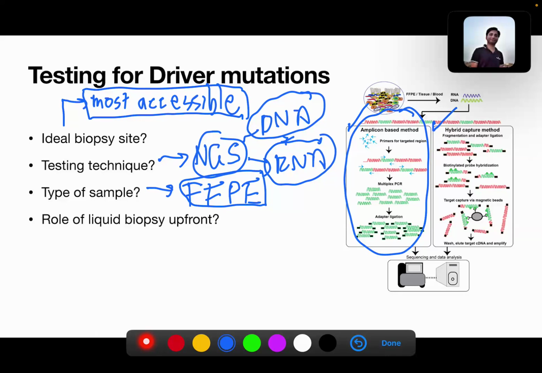Another scenario where you can use liquid biopsy is: suppose you've done a solid biopsy, but the material is inadequate for molecular testing. In that case, you can go for a liquid biopsy if a repeat biopsy is not feasible. Okay, so I hope you understood that. One more thing you need to note here is that if the liquid biopsy mutation is negative, you cannot conclusively say that the mutation is negative without doing a tissue biopsy. So always go for a tissue biopsy. Only in cases where tissue biopsy is not feasible or where the tissue biopsy is inadequate for molecular testing do you go for liquid biopsy in upfront treatment naive patients.